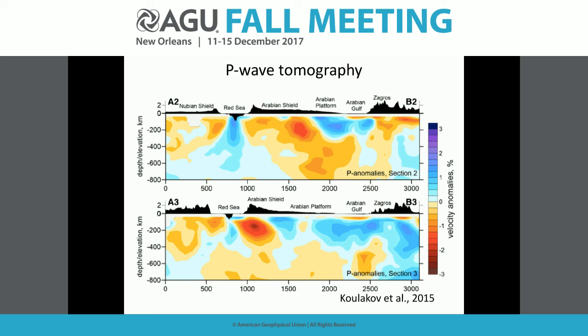So this is the cross-section that's 20 degrees north, under the Red Sea. Kulikov found a high P-wave velocity. He's using P-wave tomography, so you get streaking. I don't have time to go into the limitations of each method.